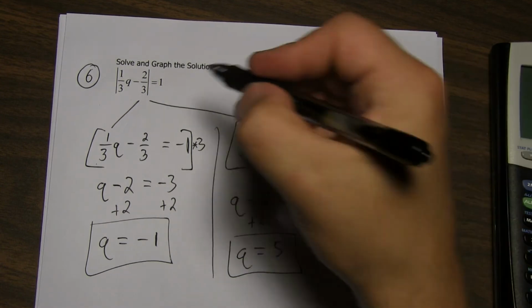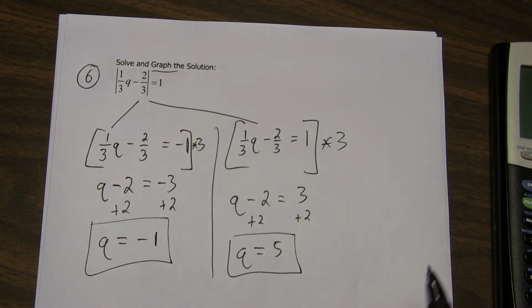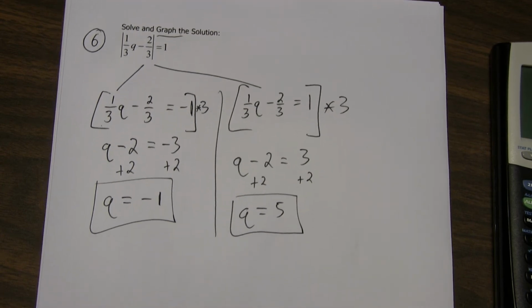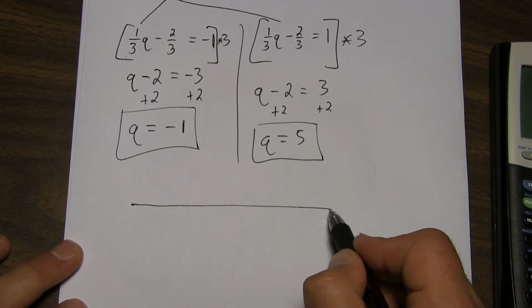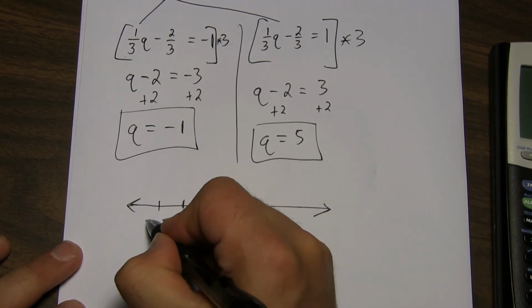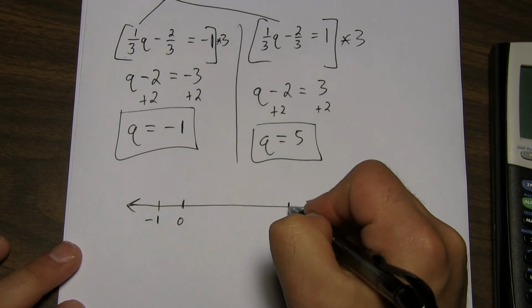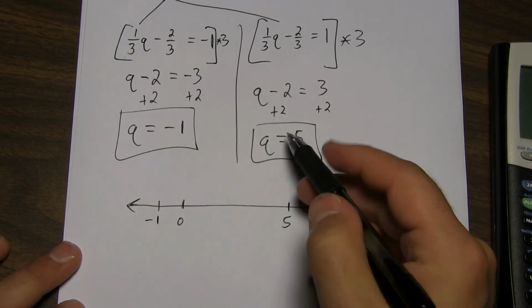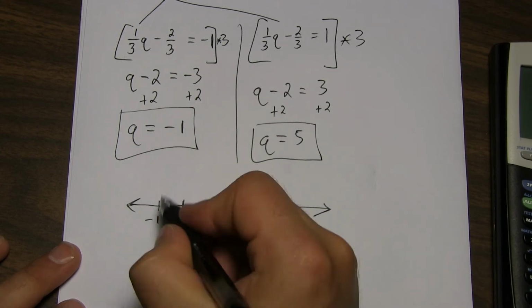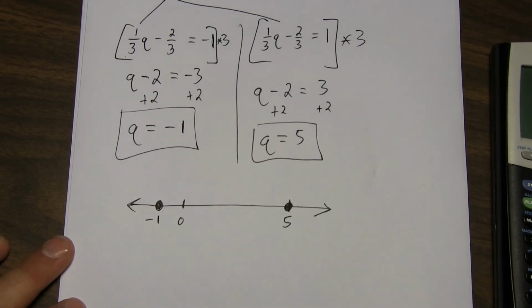Now it said solve and graph the solution. So since these are just 2 values that Q can be, we can use 2 dots on the number line. So let's make this 0 and this -1. And we'll put a 5 right here. So Q can be 5, solid dot, or Q can be -1, solid dot.